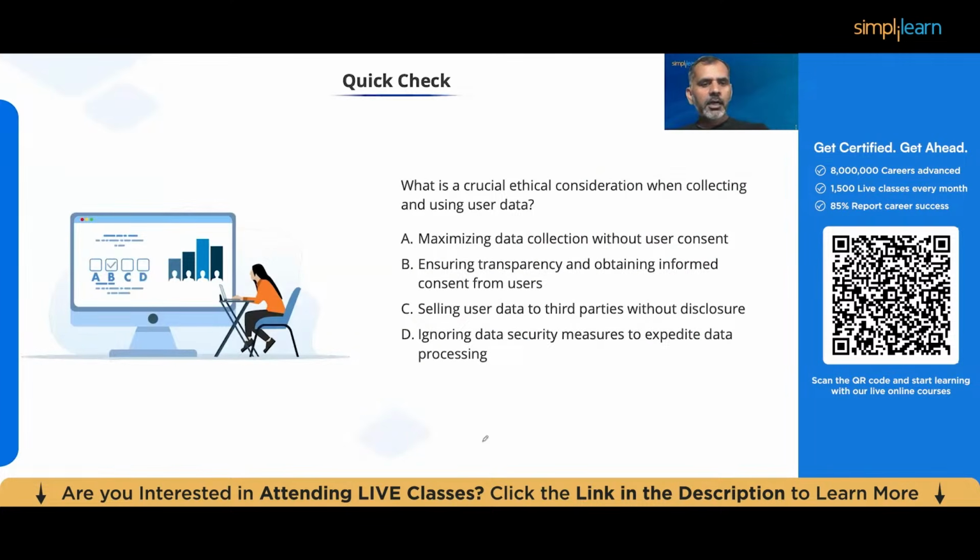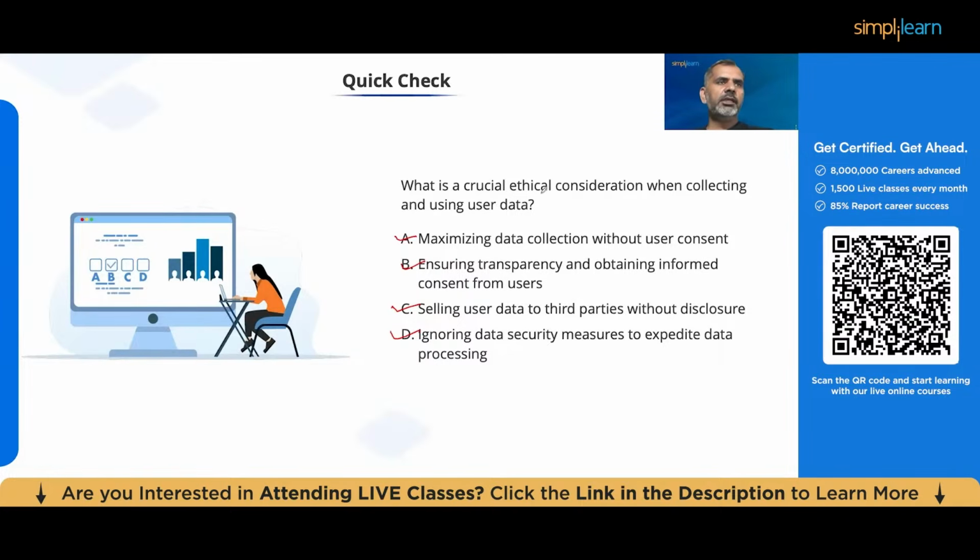Now let's have a quick check. What is a crucial ethical consideration when collecting and using user data? Is it maximizing data collection without user consent? It is ensuring transparency and obtaining informed consent from the user. It is selling user data to third parties without disclosure. It is ignoring data security measures to expedite data processing.